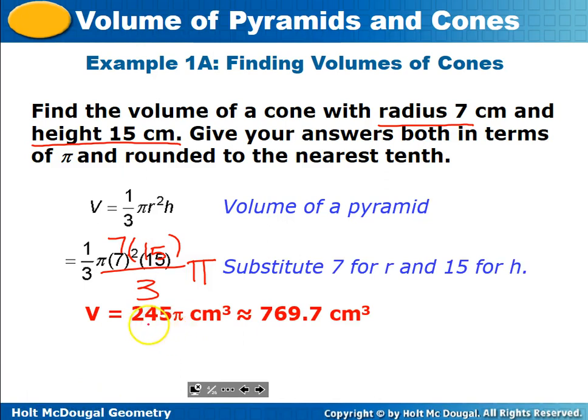So basically by doing that, I get 245 pi centimeters cubed. Remember it's cubed because we're talking about volume. And then if I were to multiply the 245 by pi, I'd get 769.7 centimeters cubed.